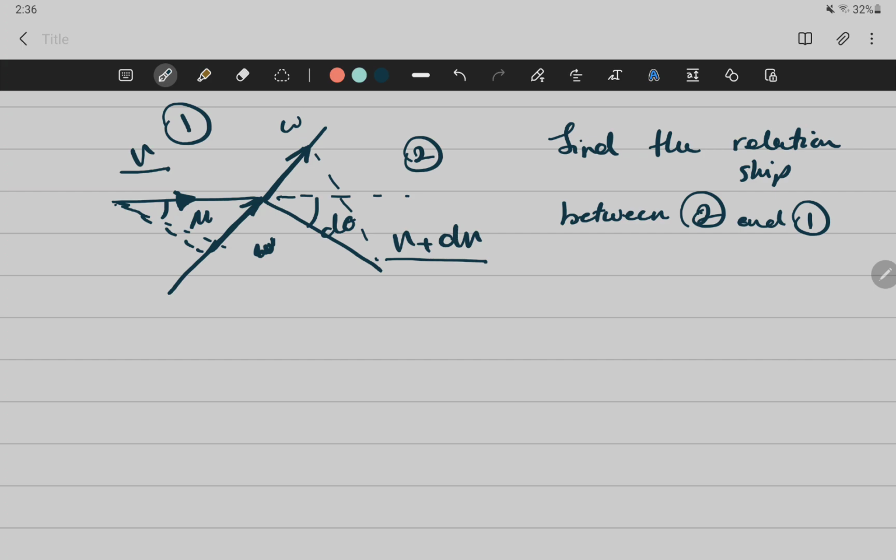Okay? I want to find the geometric relationship between V and V plus dV. Just think about it. What kind of geometric relationship can we find? And this, I'm sorry about this. This is the Mach angle.